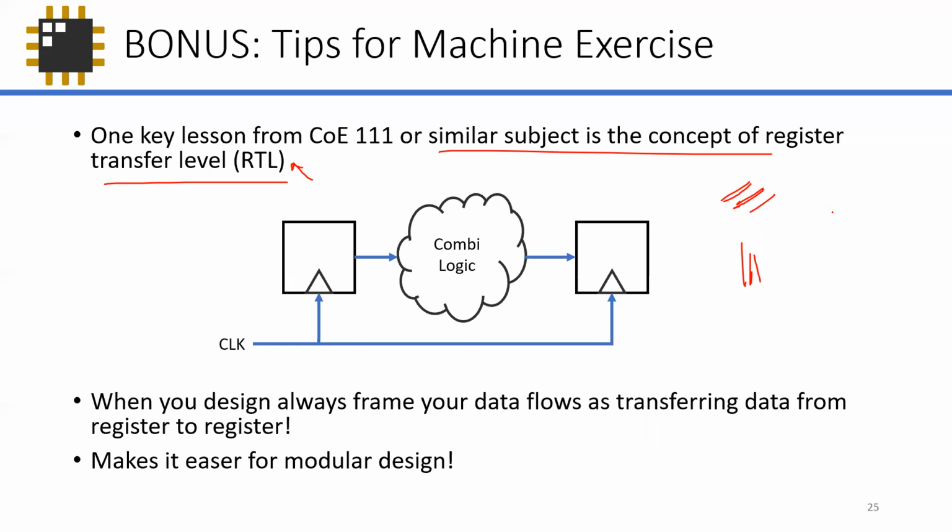Us digital designers, we practice the concept of register transfer level, because you always have to frame your thinking of how data flows. And from the name itself, it's always from register to register. A register will be updated. That's my current data. I want to transform it through some combinational logic, and I want to save that data in a new register. That's why it's called register transfer level.